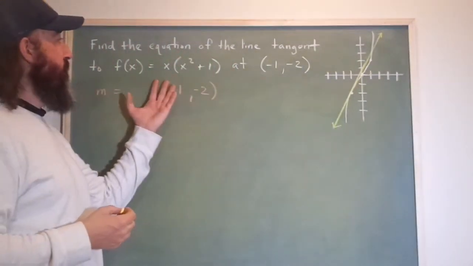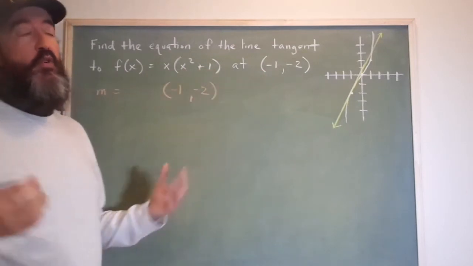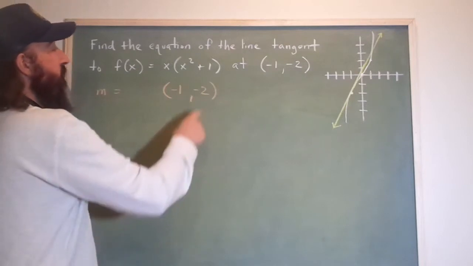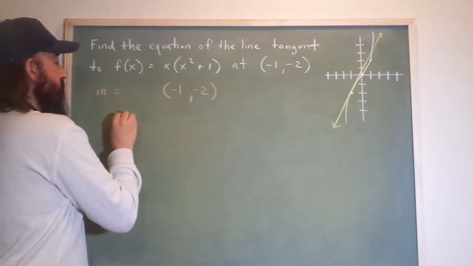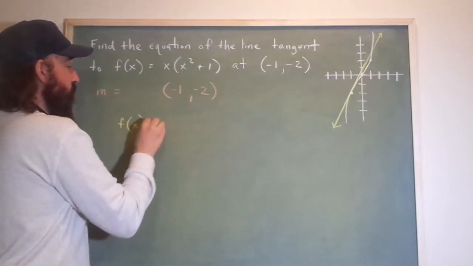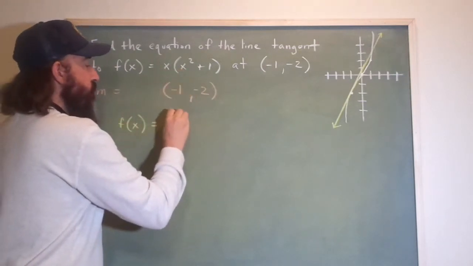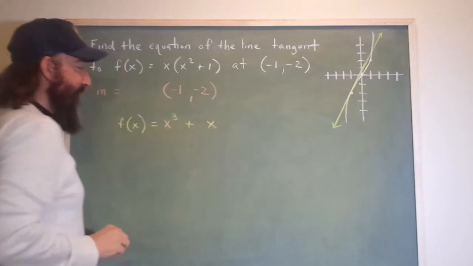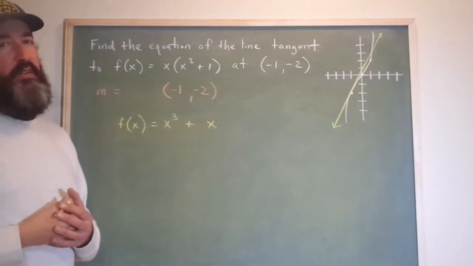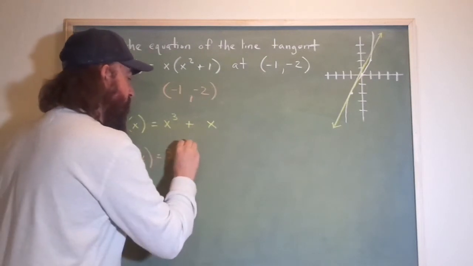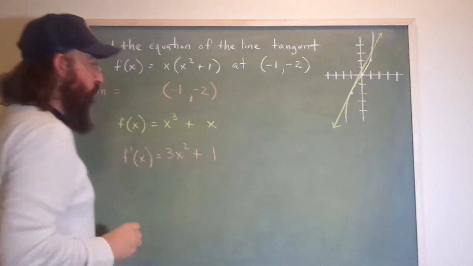And to get the slope of this function at this given point, we of course need the derivative of this function, but we don't yet know how to get the derivative of something times something. So let me start by rewriting the function. I'll just distribute that x. X times x squared is x cubed, and then x times 1 is x. We should now be able to get the derivative. The derivative of x cubed is of course 3x squared, and the derivative of x is 1.